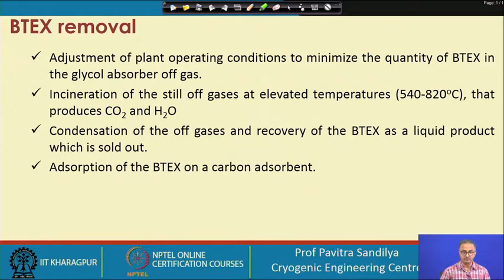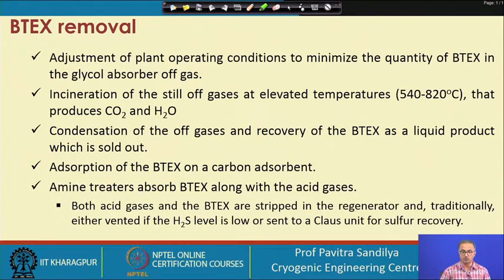BTEX can also be removed by using carbon adsorbents, and amine absorption is also done to remove the BTEX. And if we are absorbing the BTEX, then both acid gas and BTEX are stripped in the regenerator and traditionally vented if the H2S level is low, or sent to Claus if the H2S level is high, for the sulfur recovery.